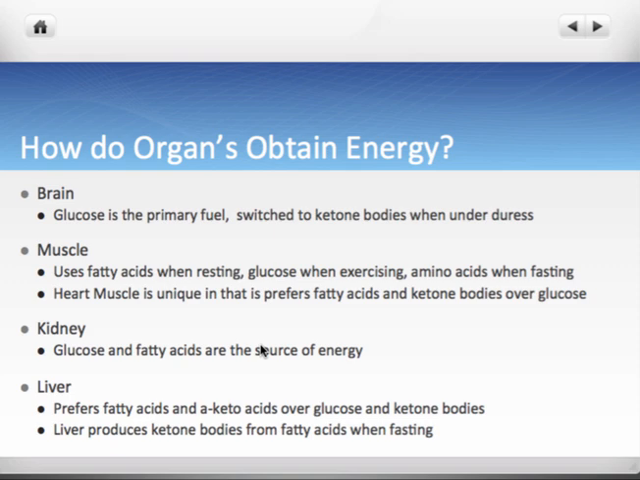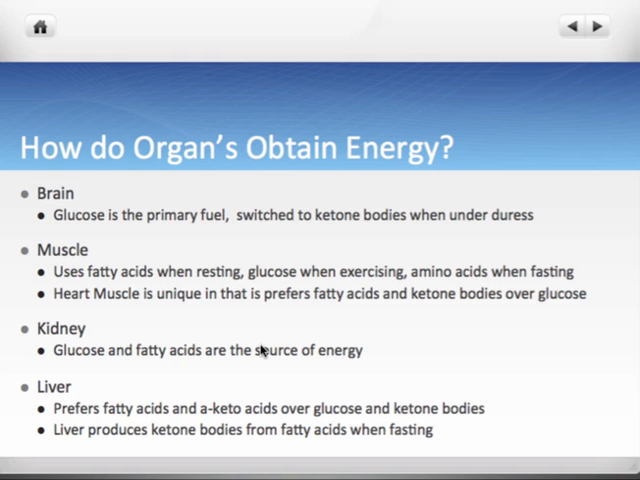So how do different organs obtain energy? Well, the brain is pretty special in that it prefers to use glucose as its primary fuel, but when it's under duress, when you're starting to starve, it's going to switch over to ketone bodies to be fuel sparing and cut down on the glucose that it's using so the body can still try to function as fully as possible. Muscles are a little different.